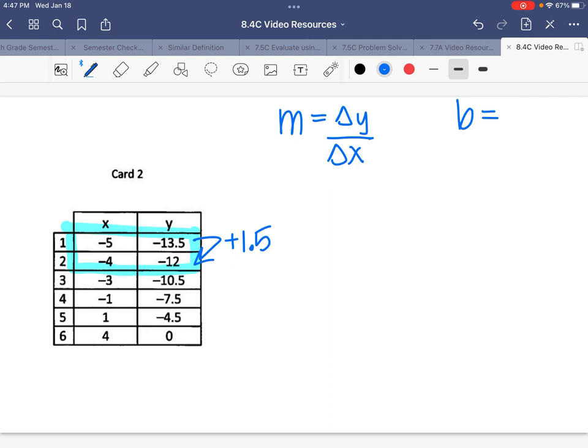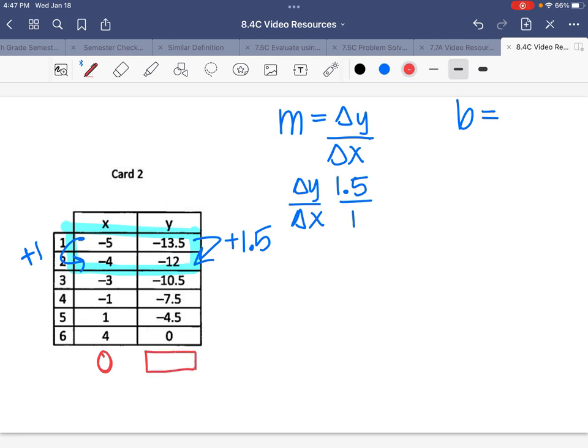And as y increased by 1.5, x added by 1. So my change in y was a positive 1.5, as my change in x was a positive 1. So as y goes up by 1.5, x goes up by 1. Now my next job is to find my y-intercept, which means I need to find a value for y when x is equal to 0.